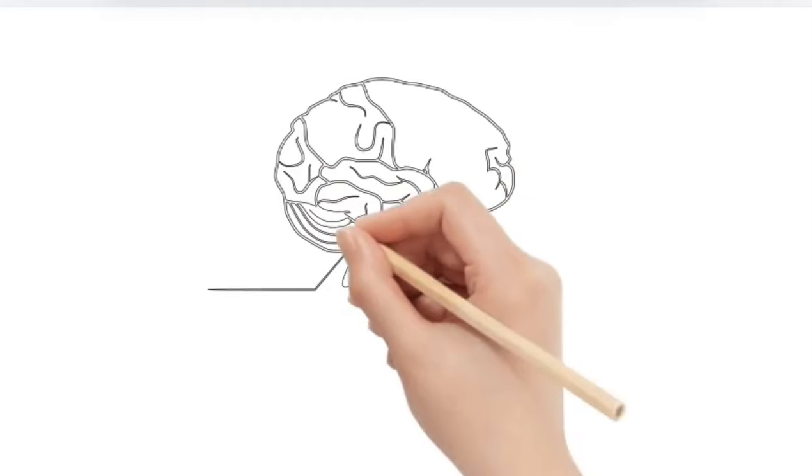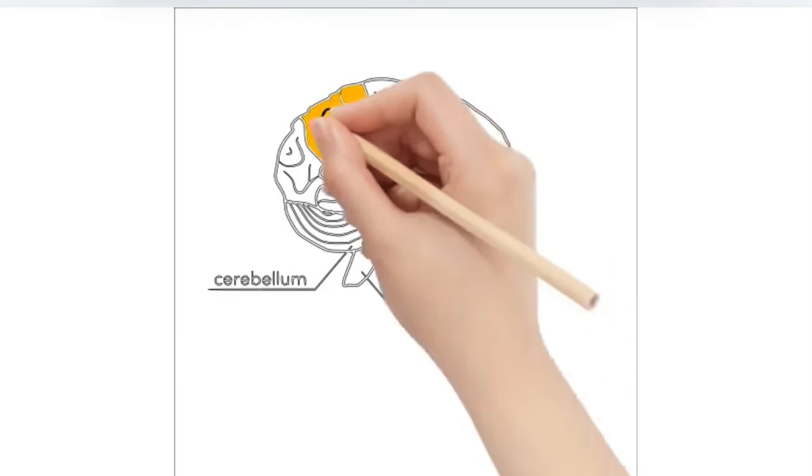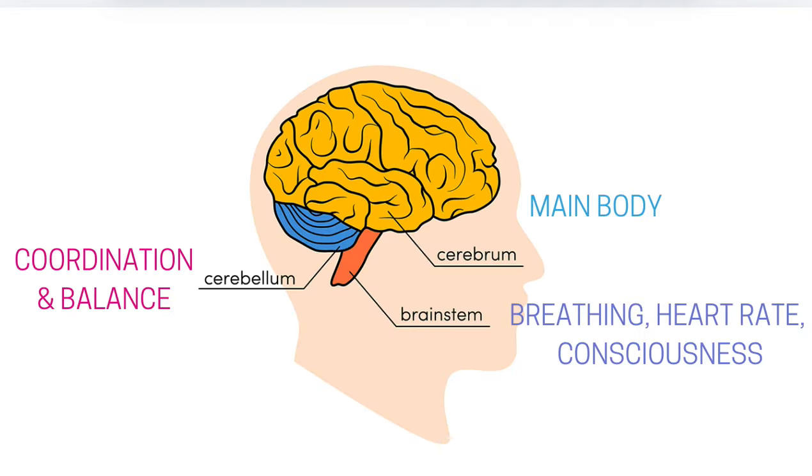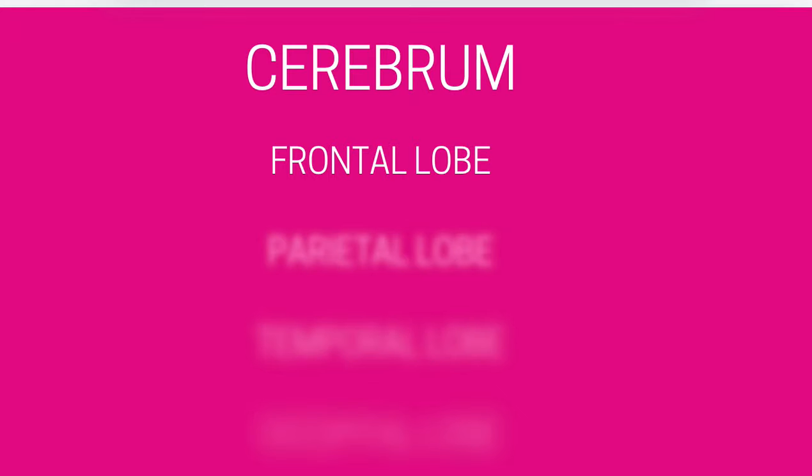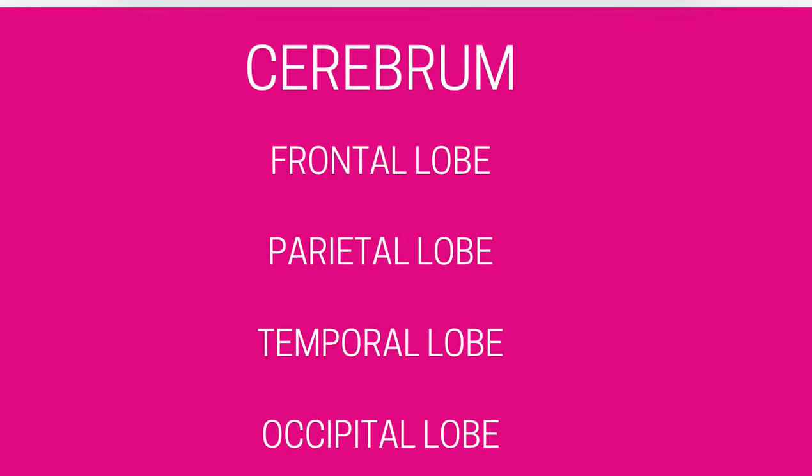The main body of our brain is called the cerebrum, and under that is the cerebellum, which controls our coordination and balance, while the brainstem controls our breathing, heart rate, and consciousness. Let's start with the cerebrum. It consists of 4 lobes or sections. There's the frontal lobe, the parietal lobe, the temporal lobe, and the occipital lobe.